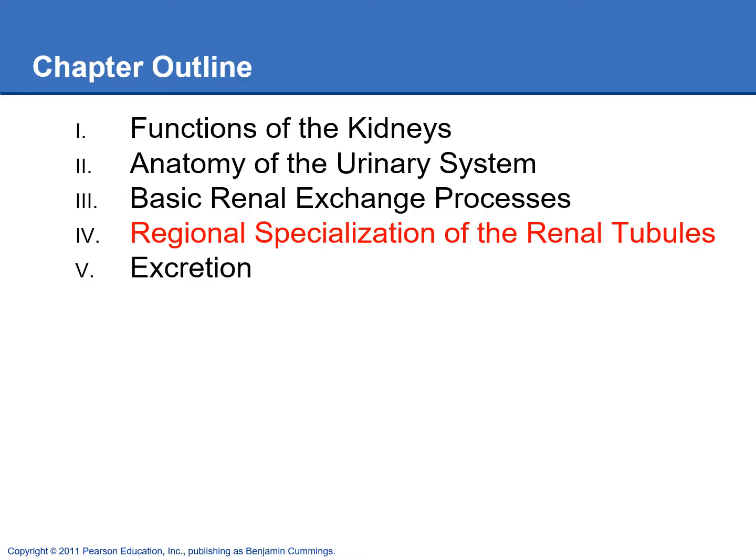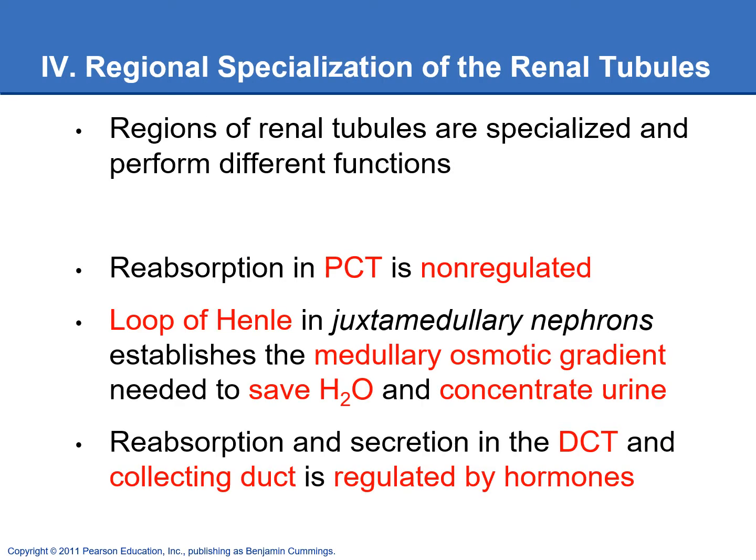We're going to take a look at the regional specialization of the renal tubules. So different parts of the renal tubules have different jobs. The proximal convoluted tubule is where the majority of reabsorption occurs. 65% of the filtrate volume is reabsorbed there. It is non-regulated, meaning that hormones do not control the reabsorption in the proximal convoluted tubule.